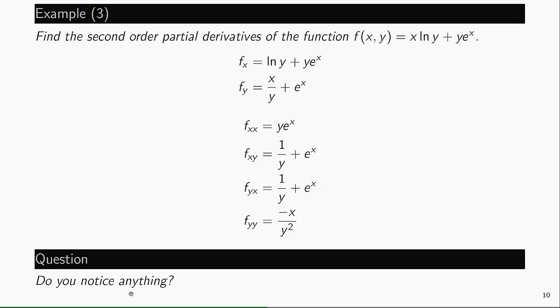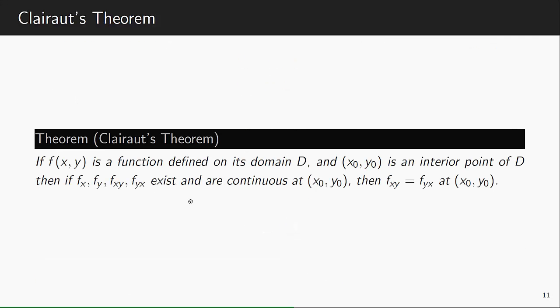So here's a question. Do you notice anything here? Hopefully you notice that f_xy and f_yx appear to be the exact same. So you might wonder, is that just a fluke or is that always the case? Well, Clairaut's theorem says it's always the case. Assuming f is a function defined on some domain and you're at an interior point of the domain, and if these partial derivatives exist, so assuming you have f_x and f_y, so you can take the second mixed partials, these are called the mixed partial derivatives. If those derivatives exist and are all continuous at that point, then the mixed partials agree at that point.